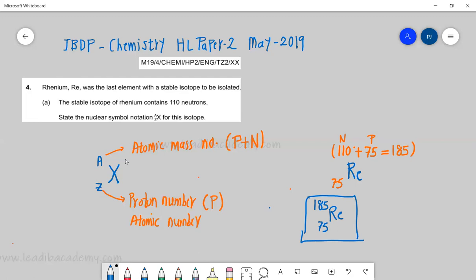At the bottom we write the proton number, the number of protons, which many times can be the same as the number of electrons, provided it's a neutral atom and not an ion. And on the A part, the upper one, we write the number of protons plus the number of neutrons. Very simple, hope this is quite clear.